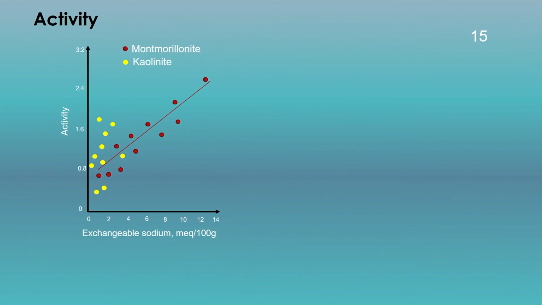Next, we will compare the activity of the soil. Activity is generally defined as the plasticity index divided by the clay fraction of the soil. Since the plasticity index is governed by the diffuse double layer thickness, the activity of the soil will also be controlled by the exchangeable sodium.